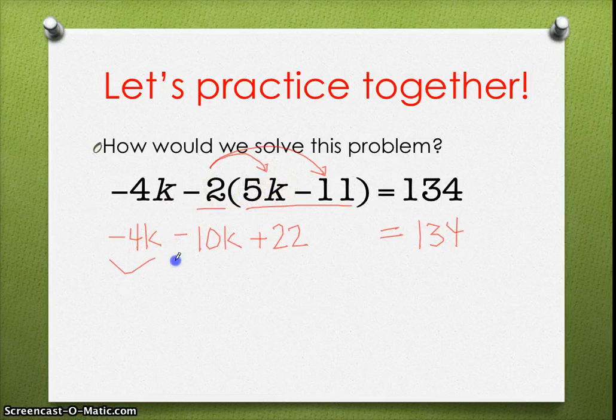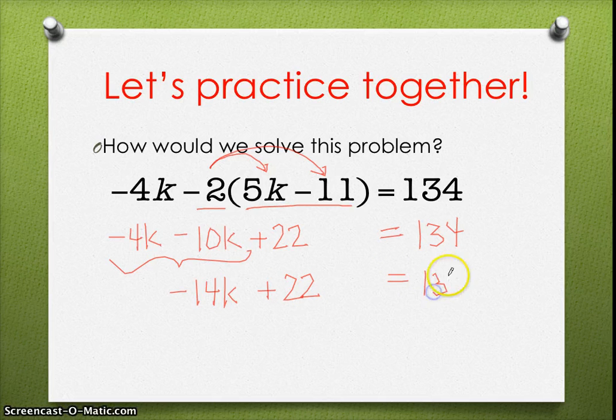Now we combine like terms because we can put the k's together and then deal with the constants later. Negative 4k minus 10k is going to give us negative 14k. Then we add our 22, and that's going to give us 134. Once we get to this stage, we just solve using OIR, operation inverse reverse. So let's take a few moments to figure out what k equals by applying OIR.